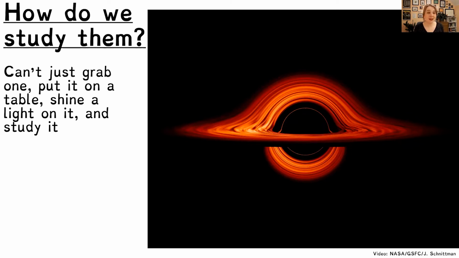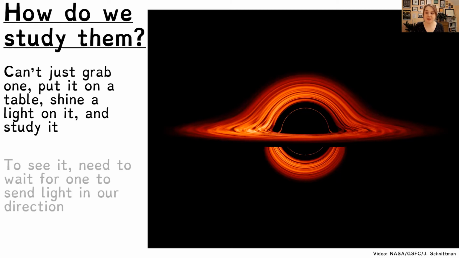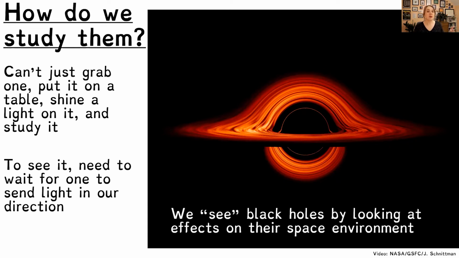We've never been close to a black hole, and we're never going to because they're so far away, which is honestly pretty good. We can sit back from a safe distance and enjoy them. But we cannot just grab one, put it on a table, shine a light on it, and study it. Instead, in order to see one, we have to wait for one to send light in our direction. So a lot of astronomy is waiting. There's enough black holes that we can generally see a few per year, but we have to wait. There's a lot of patience involved and something called serendipity or luck, happening to look in the right part of the sky at the right time with the right telescope. So effectively, we see black holes by looking at the effects they have on their space environment. We're going to talk about all of those things now.